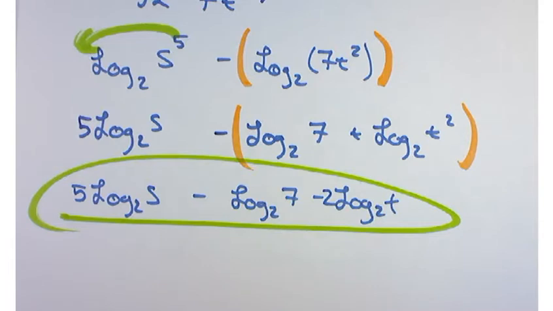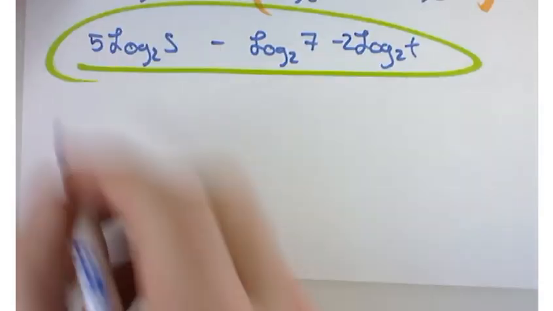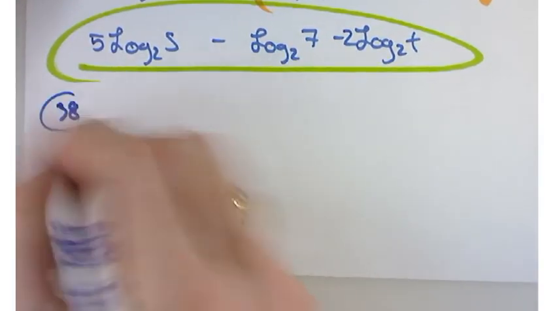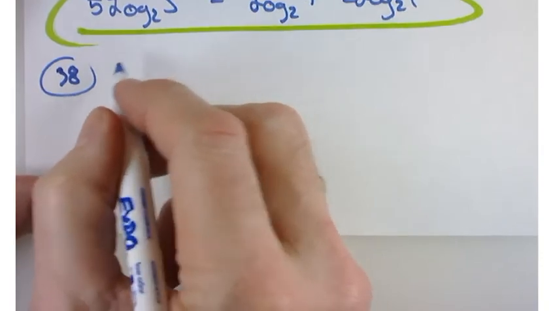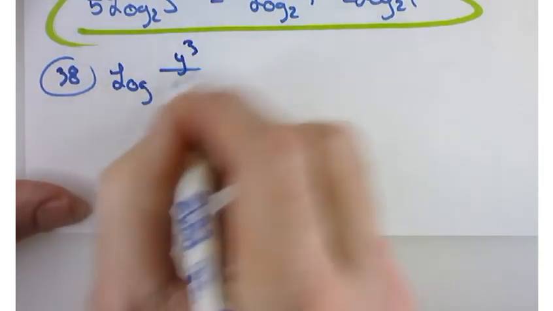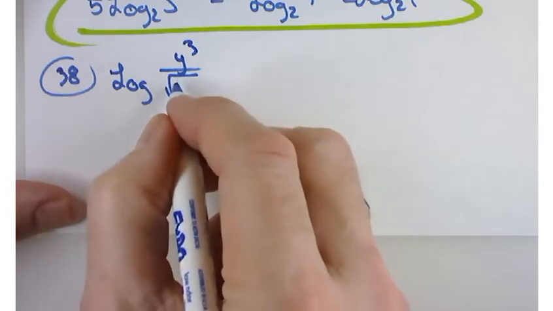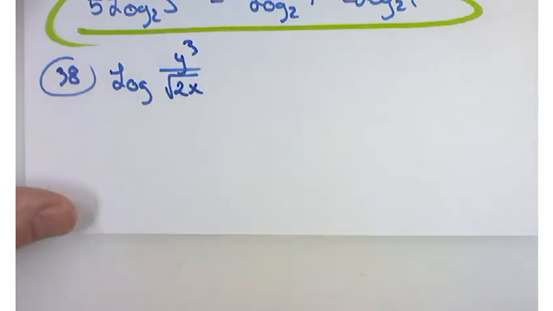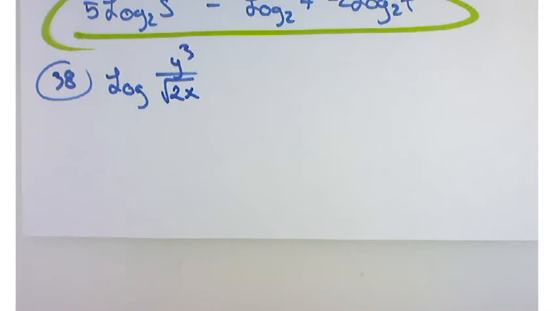Let's keep going then. Let's try problem number 38. In fact, maybe I should have you try problem number 38. So 38 would be the log of y cubed over the square root of 2x. So give that one a shot.